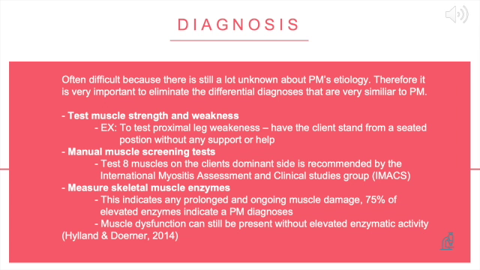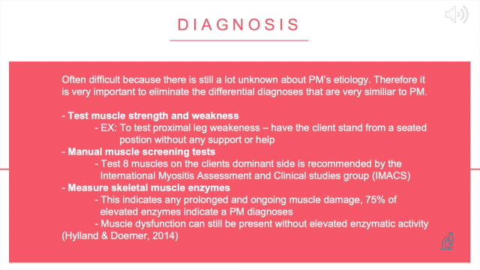Muscle strength and weakness is the first step in diagnosis determination. One example for this test is to test proximal leg weakness. For this, you would have the client stand from a seated position without any support or help. Early in the disease, the client may be able to do this easily, while others may struggle more. This is where manual muscle screening tests are important.